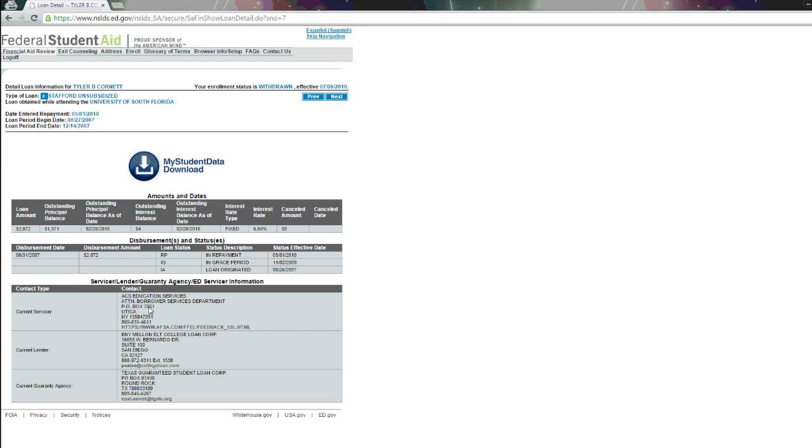And down here, if you're not sure who your servicer is, it'll show under the servicer, lender, guarantee agent, ed servicer information. The current servicer is the one you're looking at. For instance, this one is ACS Education. Most of the time there's a website right here, depending on who the servicer is, that you can just click and get right on there. And if there isn't a website there, don't be afraid to call that number and find out more information.